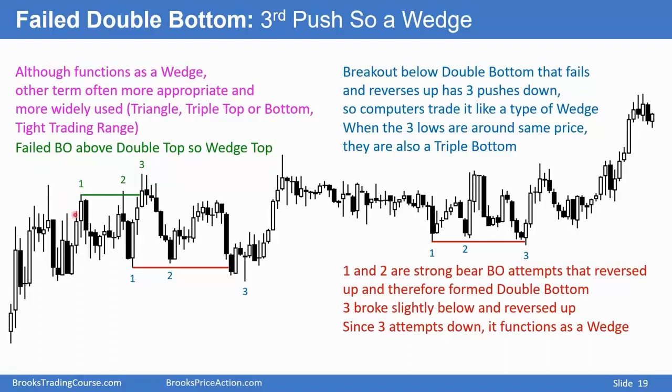Here, double top. And a bull breakout that reversed down is 3 pushes up, 1, 2, 3, and all 3 are reversing. The market's deciding that up is not the right direction. It has to probe lower. It's a type of wedge. However, I usually refer to this as a failed breakout above double top.